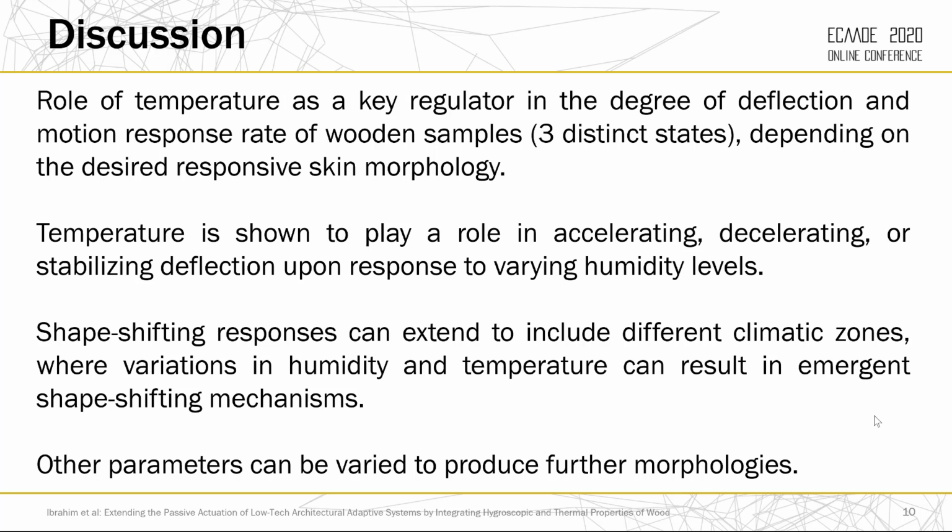We also observed that temperature was shown to play a role in accelerating, decelerating, or stabilizing deflection of a given sample. And also in terms of shape-shifting response, they could extend to include different climatic zones where variations in humidity and temperature can result in emergent shape-shifting mechanisms. Other parameters such as lamination, layer thickness, fiber orientation, and ratio and type of wood could be varied also to produce further morphologies.